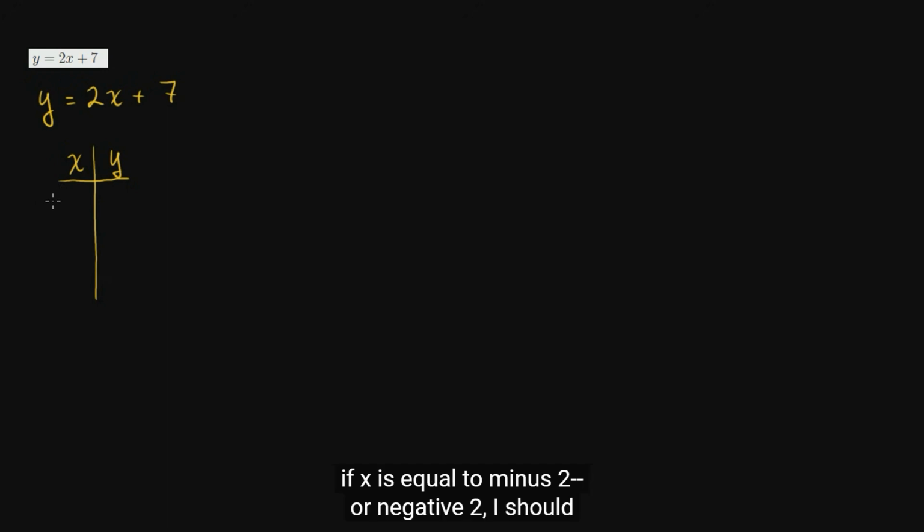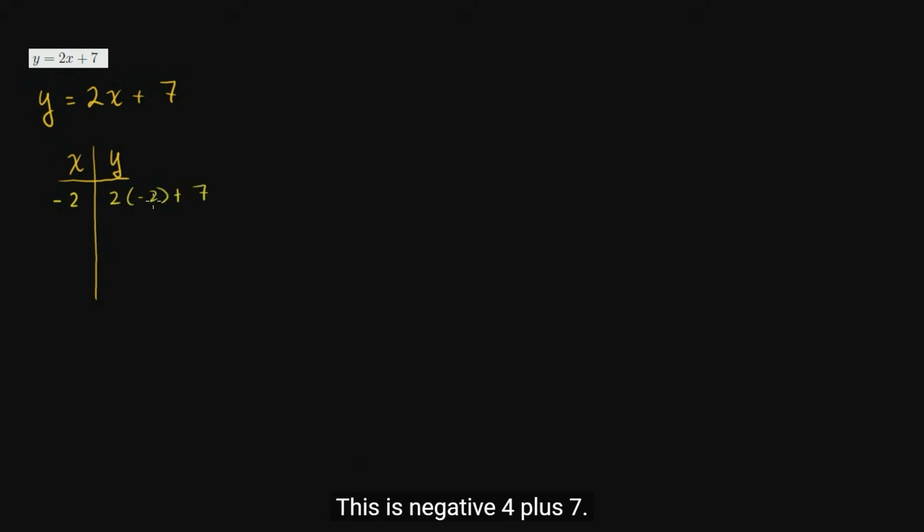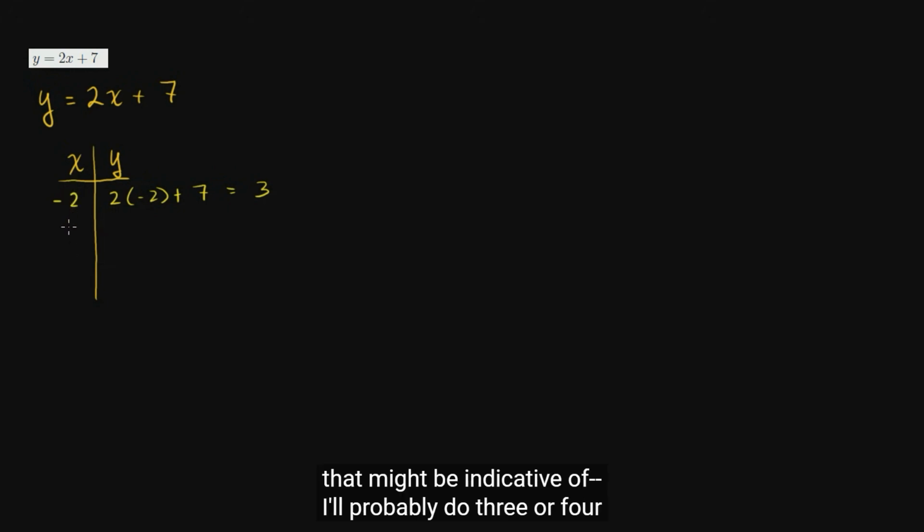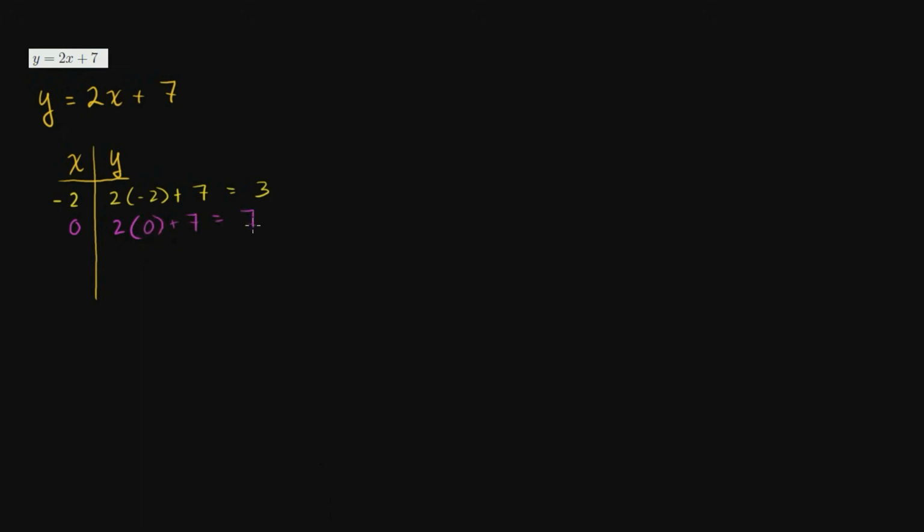So for example, if x is equal to, let me start really low, negative 2, what is y? Well, you substitute negative 2 up here. It would be 2 times negative 2 plus 7. So this is negative 4 plus 7, which is equal to 3. I'm just picking x values at random, and I'll probably do 3 or 4 points here. So what happens when x is equal to 0? Then y is going to be equal to 2 times 0 plus 7, which is equal to 7.